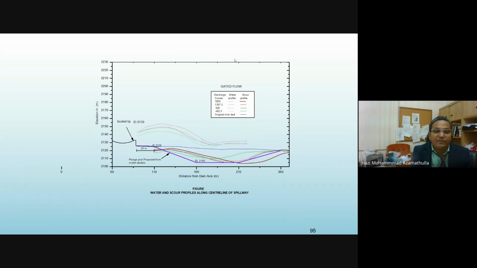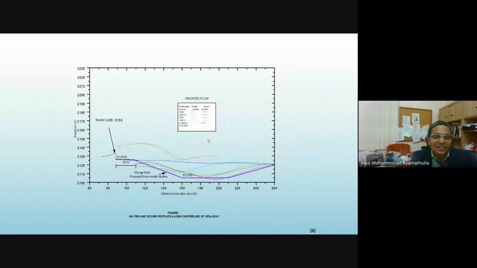In case of the central spillway, you can provide your plunge pool at this elevation. This is also costly, but what to do? You need to consider dam safety. Otherwise, this will be the greatest disaster, and another headache for engineers. Next please.